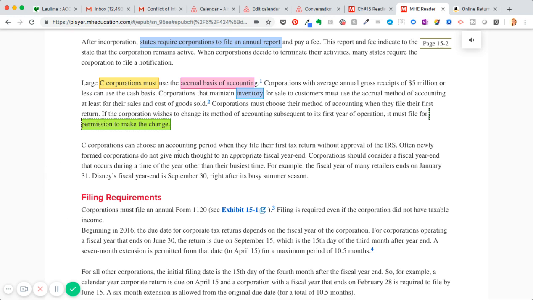So C-Corps can choose an accounting period when they file their first return without approval of the IRS. They do that just by filing. But most people use a fiscal year end. Remember, fiscal year just means the standard year that most individuals use as well. January 1 through 12/31. That is a fiscal year. But they say fiscal year for many retailers ends on January 31st, because December 31st is their busy season. So they can choose a different date based on when they're most active, so that their entire busy season is reflected under 1 year, so that they can compare from 1 year to the next without half a busy season being under one fiscal year and half a busy season being under another.